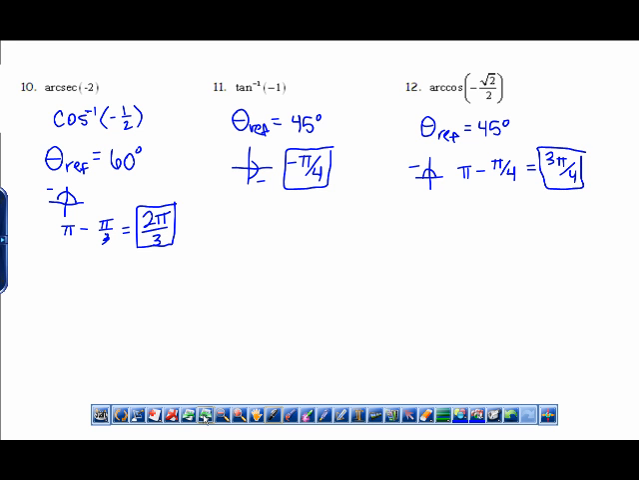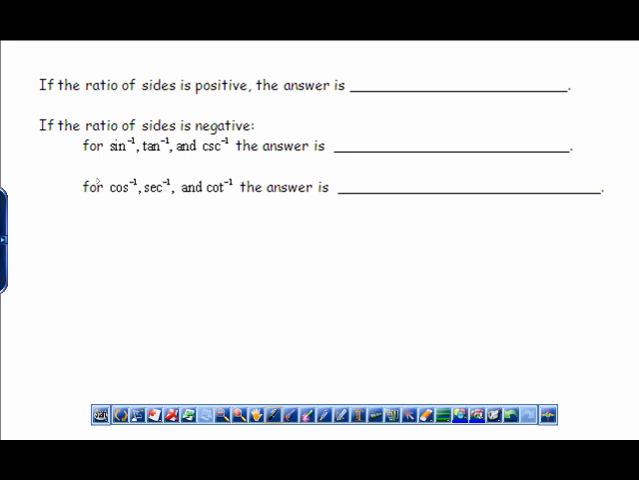Okay, so turn the paper over. Let's recap this lesson. If the ratio of the sides is positive, then the answer is, well, there's many things you could actually put in this blank. It is the reference angle. It is positive. And I'm going to go ahead and write all those things down. Positive theta ref, keeping in mind that you would change to radians.